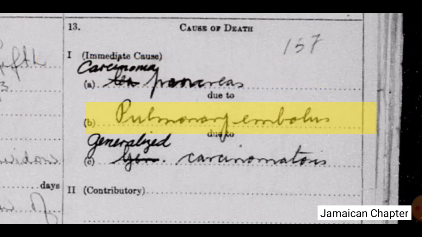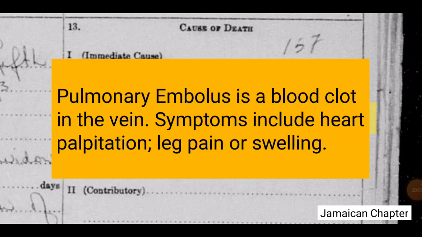Let's look at the second cause of death. The second cause of death is pulmonary embolus. What is this? Pulmonary embolus is a blood clot in the vein. Symptoms include heart palpitation, leg pain, or swelling.